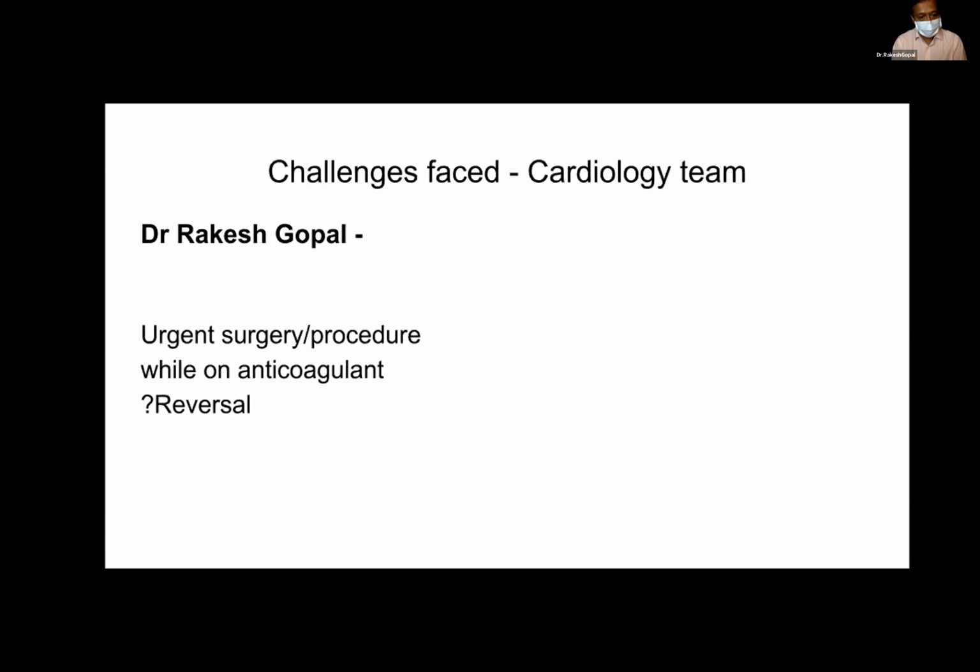A reversal agent is available only for one agent. Right now in the market, theoretically one more. But whatever said and done, I have never had an opportunity to use a reversal agent myself, because it was not required almost every time. It's only a theoretical possibility that you require a reversal agent. Most of the time, a reversal agent is not required. You can proceed with surgery. By the time patients bleed and you have already stopped the anticoagulant, by the time the patient is in the hospital itself, the effect of the drug is mostly gone. That's been our experience. If I may come back here.